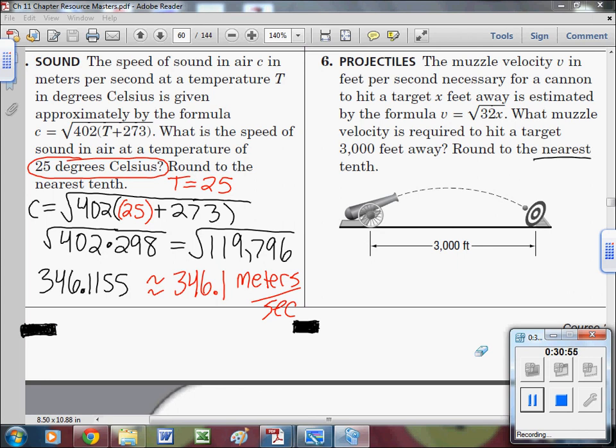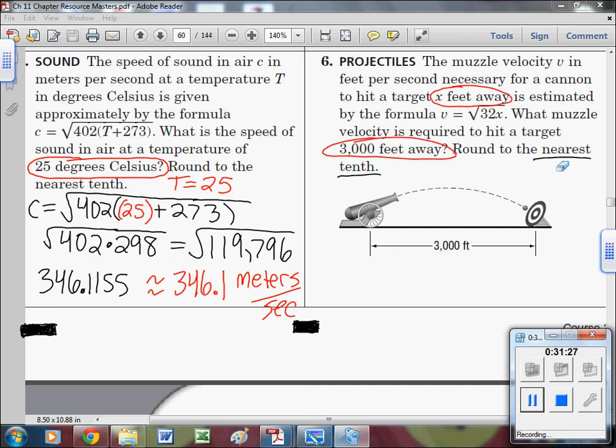Okay, in this one, as we said earlier, you're also going to have to round to the nearest tenth, which means you're going to have an irrational number. You're going to have a decimal that goes on for a while. So we're talking projectiles. The muzzle velocity v in feet per second necessary for a cannon to hit a target that is x feet away is estimated by the formula: the velocity equals the square root of 32 times the distance from the target. I was already translating the variables to what they equal. What muzzle velocity is required to hit a target that is 3,000 feet away?